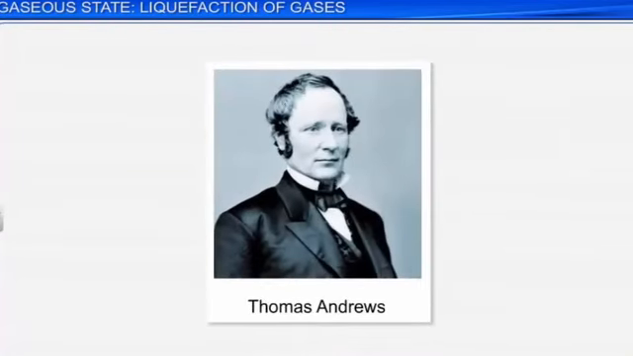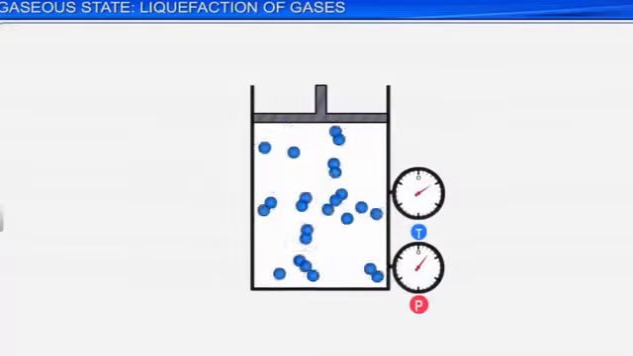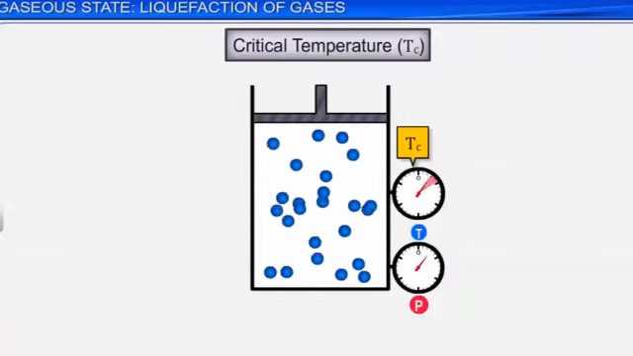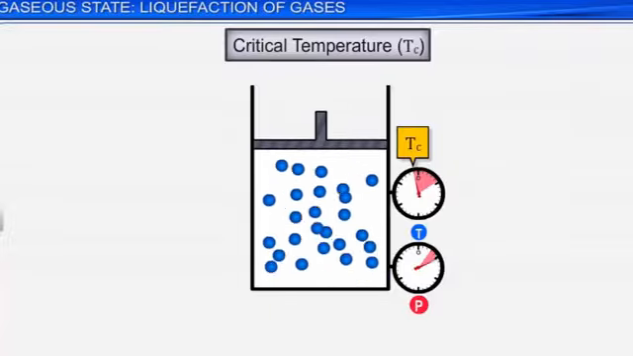Irish scientist Thomas Andrews studied the pressure and temperature conditions of liquefaction of several gases. He established that for every gas, there is a particular temperature beyond which, no matter how high the pressure applied, a gas cannot be liquefied. This temperature is known as critical temperature. Critical temperature, Tc, can be defined as the characteristic temperature of a gas above which any increase in pressure will not result in the liquefaction of the gas.